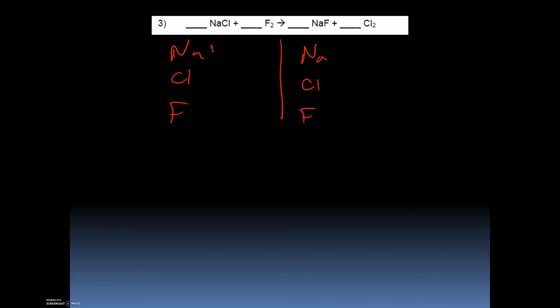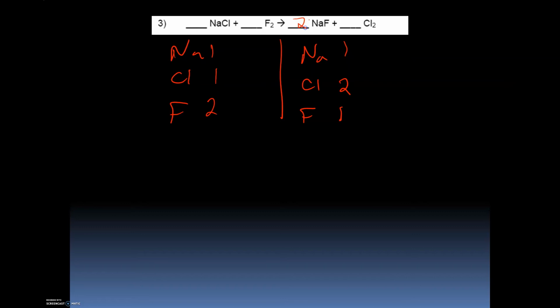So we have one sodium on the left, one chlorine, and two fluorines. On the right, we have one sodium, one fluorine, and two chlorines. So we can see that the sodiums are balanced, but the chlorine and fluorines are not. So let's take care of the fluorine. So you have two fluorines on the left and one fluorine on the right.